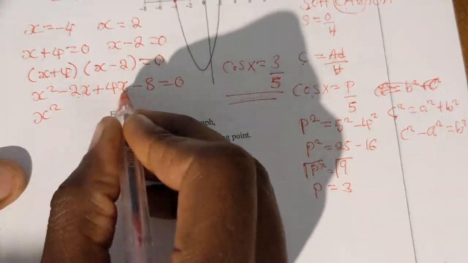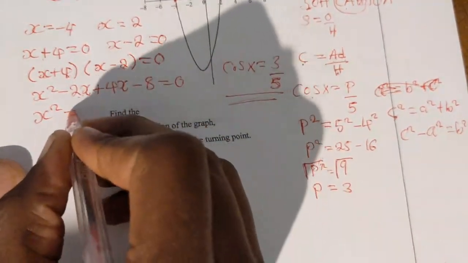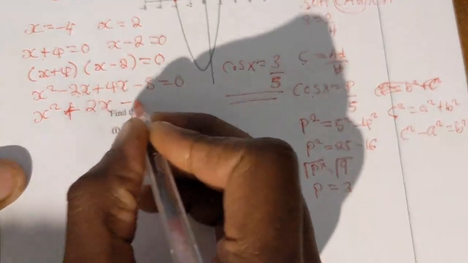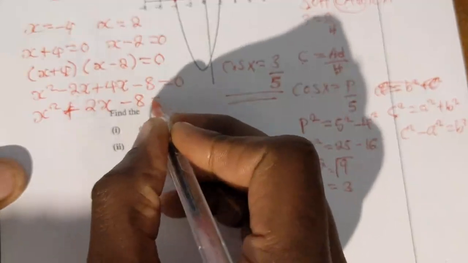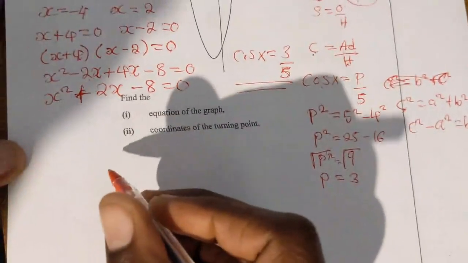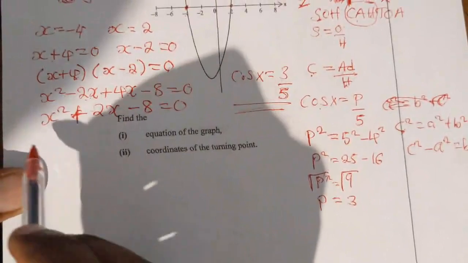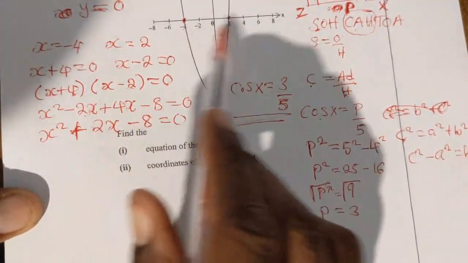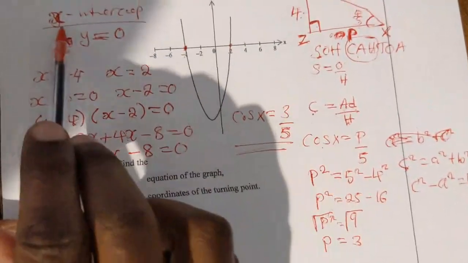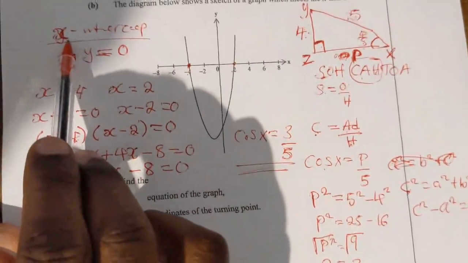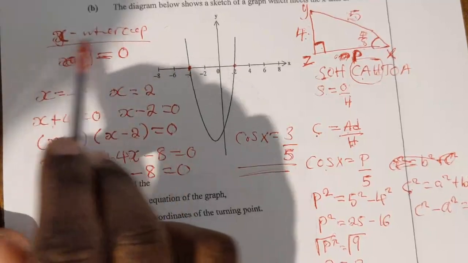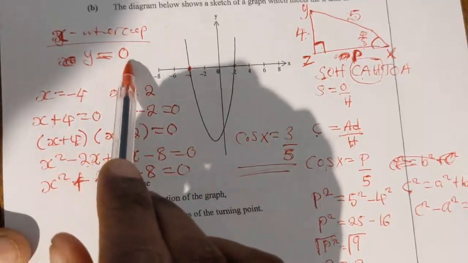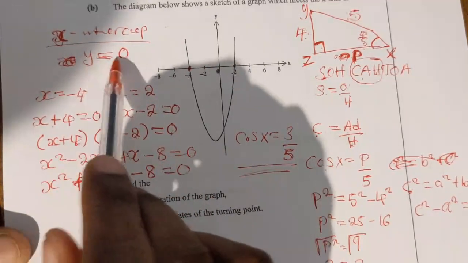Okay, so then x squared, these are like terms, so negative 2x plus 4x, you are going to have positive 2x, minus 8 equal to 0. So now, when finding these values, you use the x-intercept, okay? Use the x-intercept, and we said that under the x-intercept, y is equal to 0.